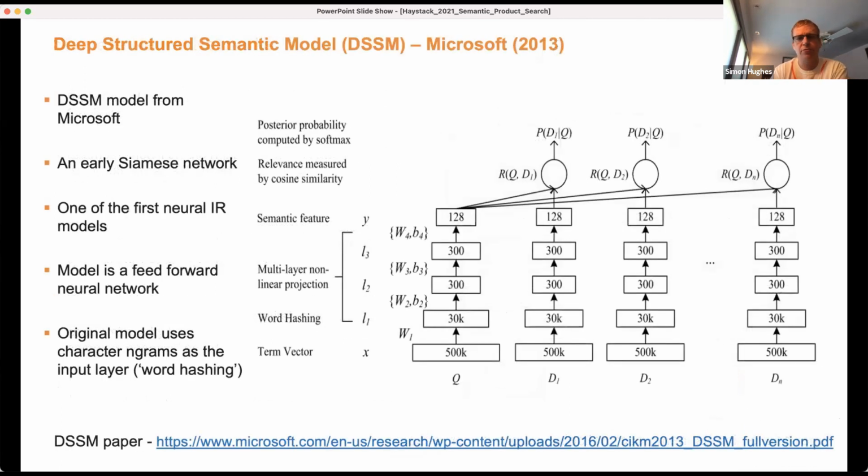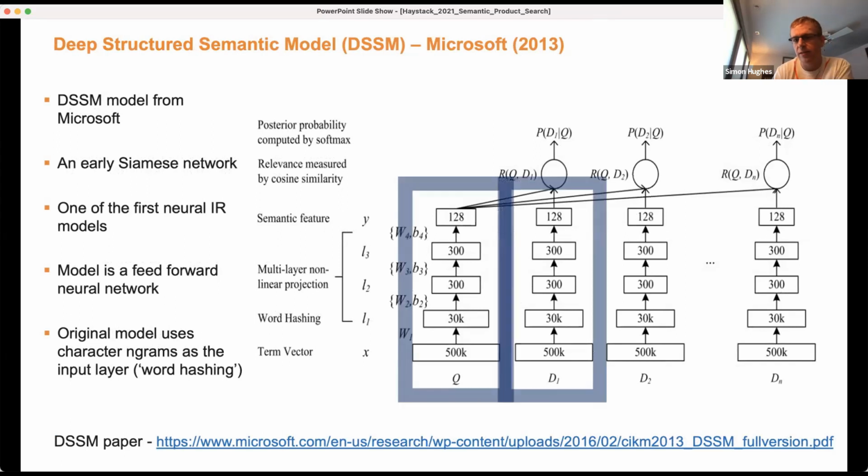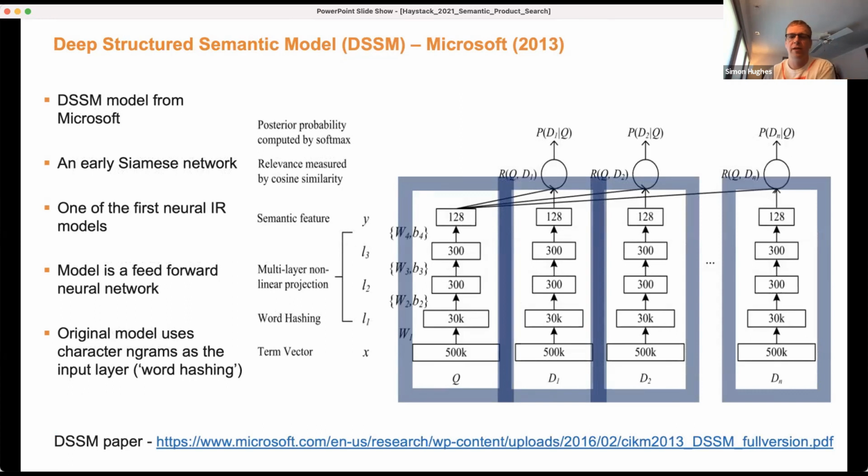One of the first papers to try this was the DSSM model from Microsoft in 2013, the Deep Structured Semantic Model. This is an early Siamese network, and it's not too apparent from this picture here, but you have these towers that are basically the same network structure shared between the query and the document. So on the left, you have the query coming in, getting a 128 element vector encoding from the encoder. And then each document also gets the same 128 element encoding. And then we run a cosine similarity between the queries and the documents using those vectors to do the matching.